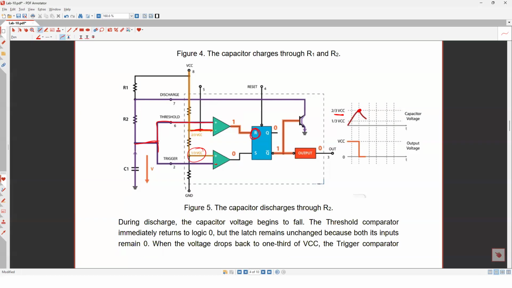Reset means the output of the flip-flop, of the latch, is 0. That means this is 1, okay? And 1 here is the output 0. So at this moment, when the capacitor becomes 2/3 VCC, output should go to 0, okay? Not only that, the transistor here should be on a short circuit. And because of the short circuit here, I made a short circuit this way.